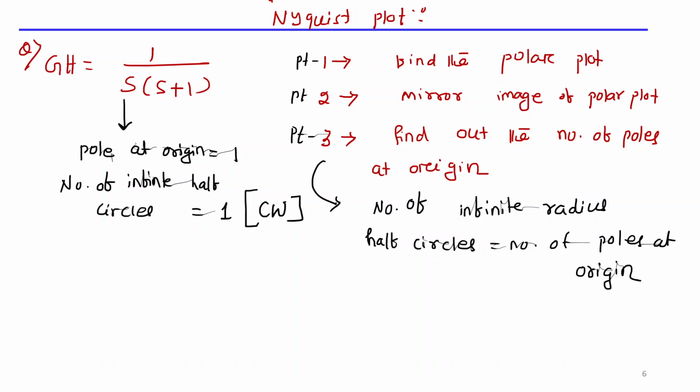First, find the polar plot. Second, find the mirror image of the polar plot. Third, find the number of poles at origin. If there are two poles at origin, there are two infinite radius half circles, and the direction of the infinite radius half circle is always clockwise. Let me solve the question for you. The question was 1 by s into s plus 1.